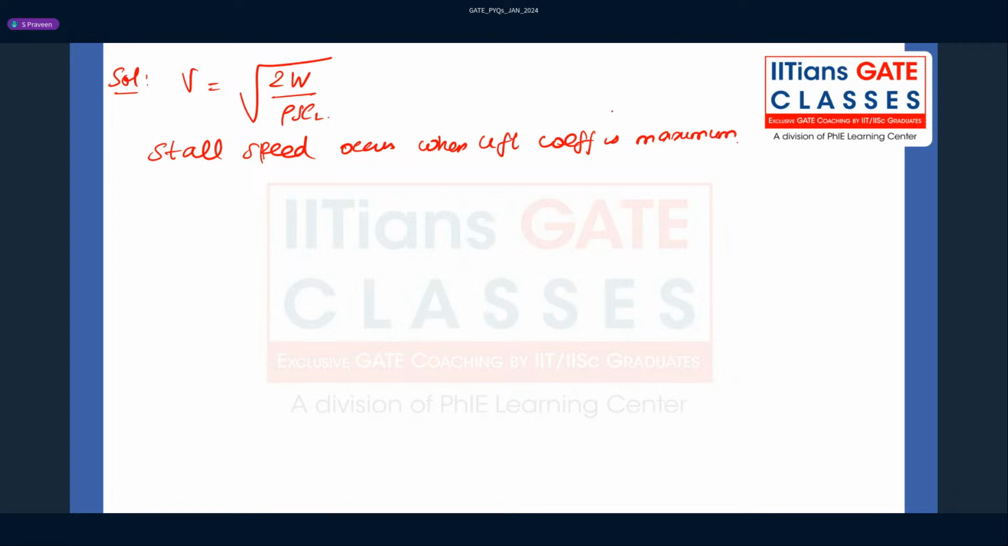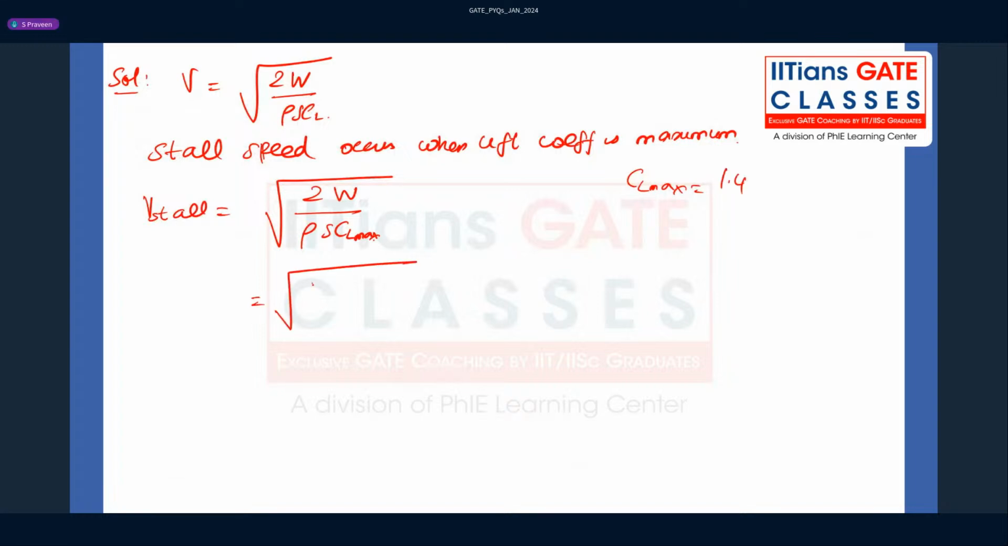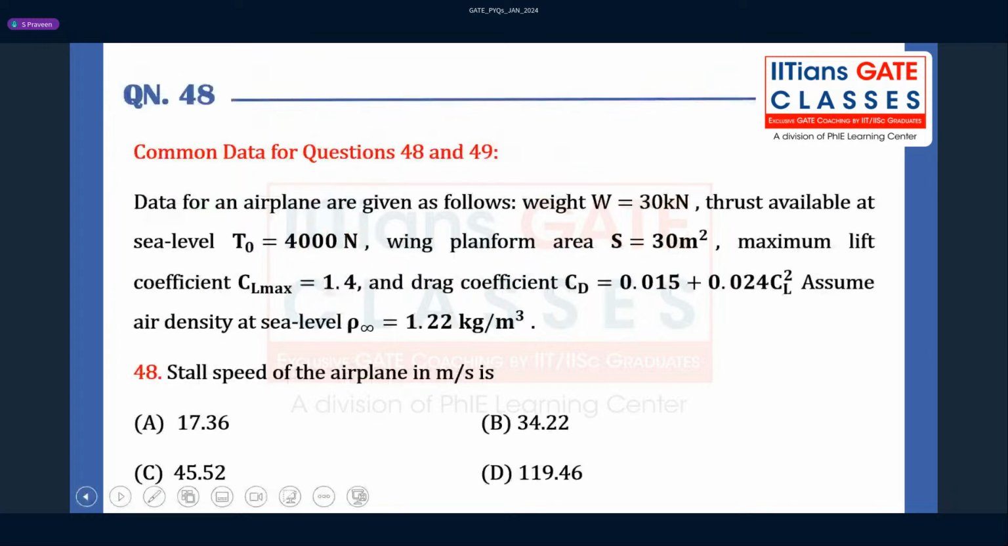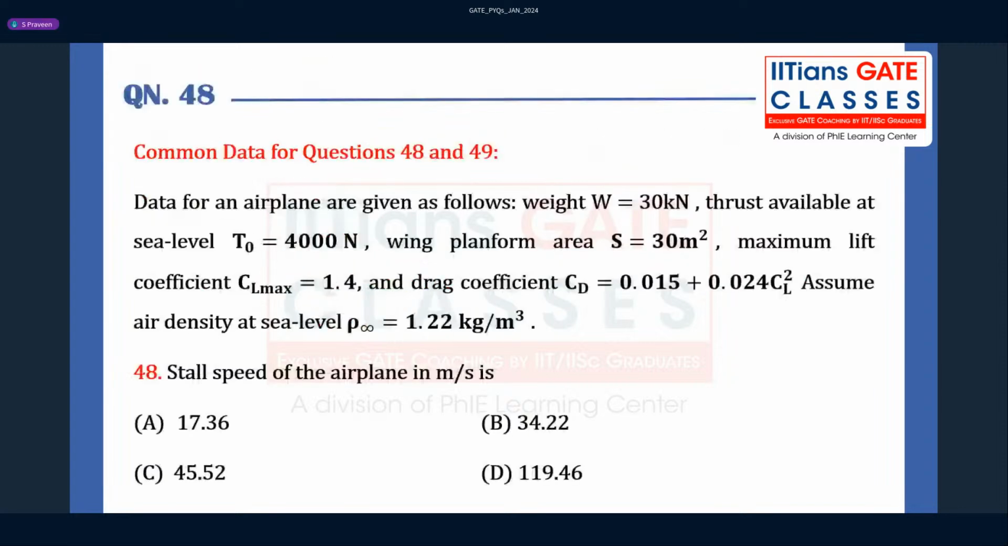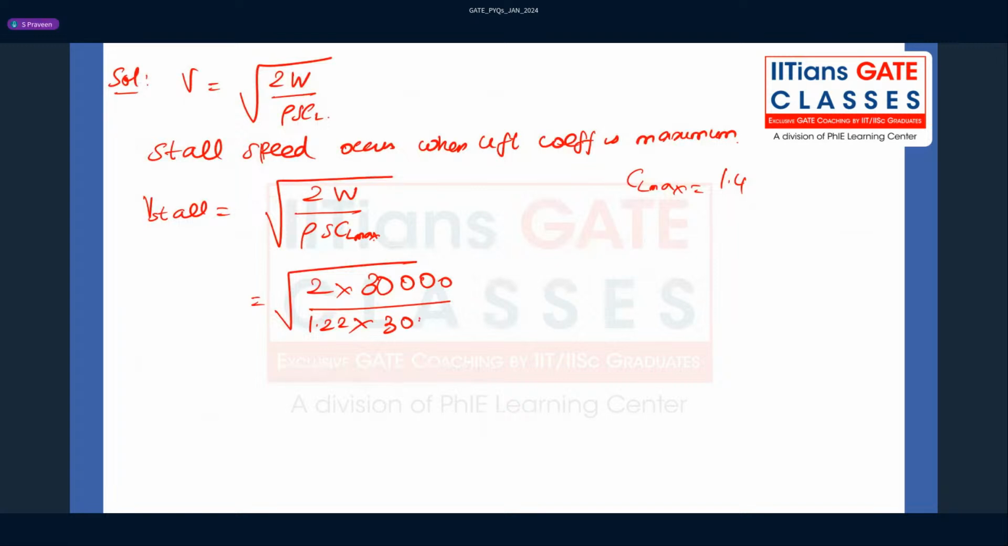Maximum. So if I just substitute that over here, my V stall would be under root of 2W by rho S CL max. So what is my CL max? If I go back to the data, it's 1.4, right? Substitute all the data that you know: under root of 2 times the weight of the aircraft, which is 30 kilonewton, by rho, which is 1.22, times the surface area, which is 30, and CL max is 1.4.